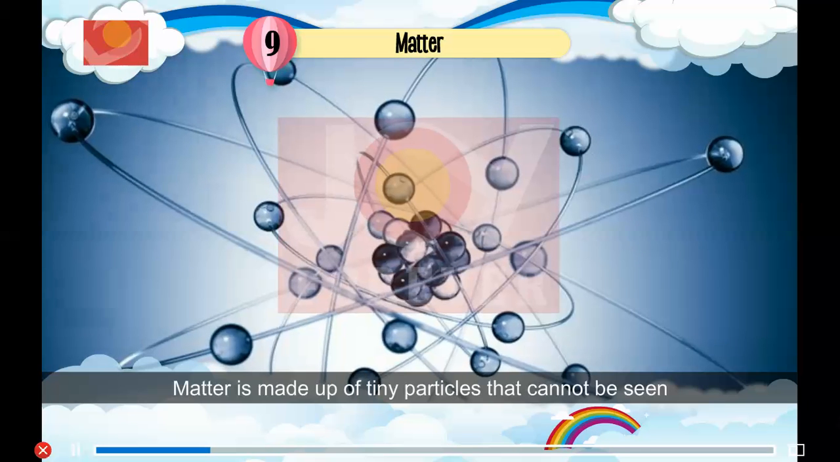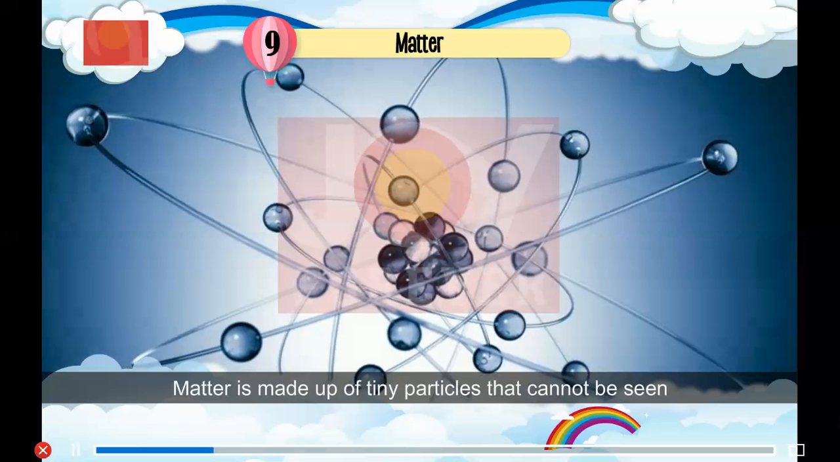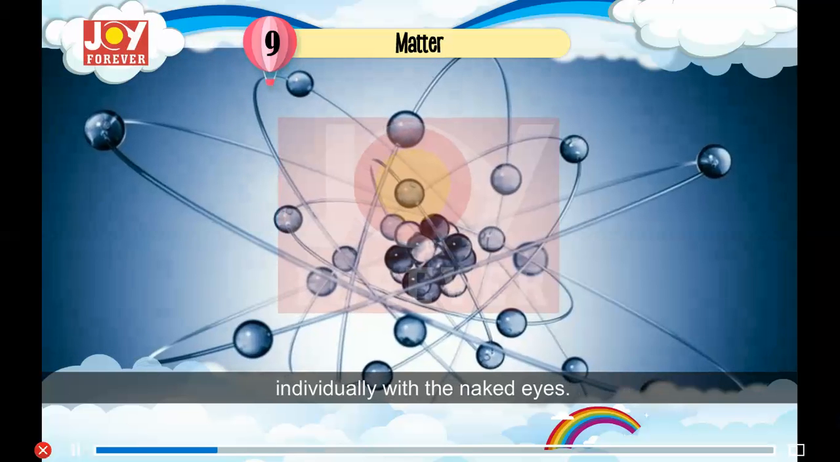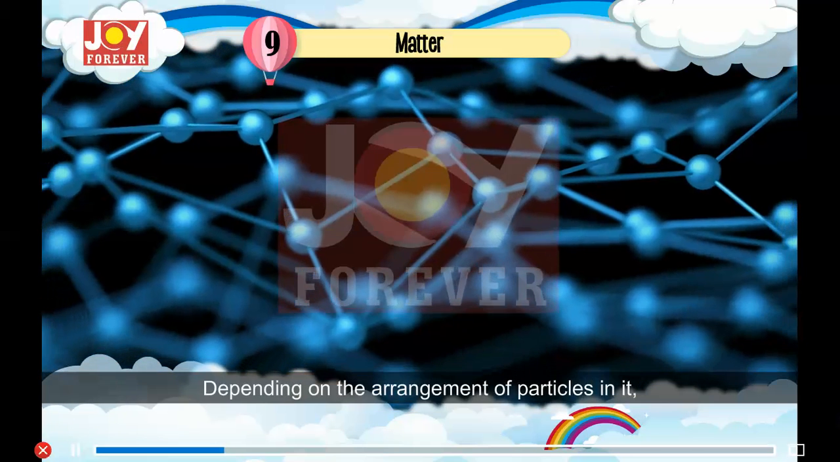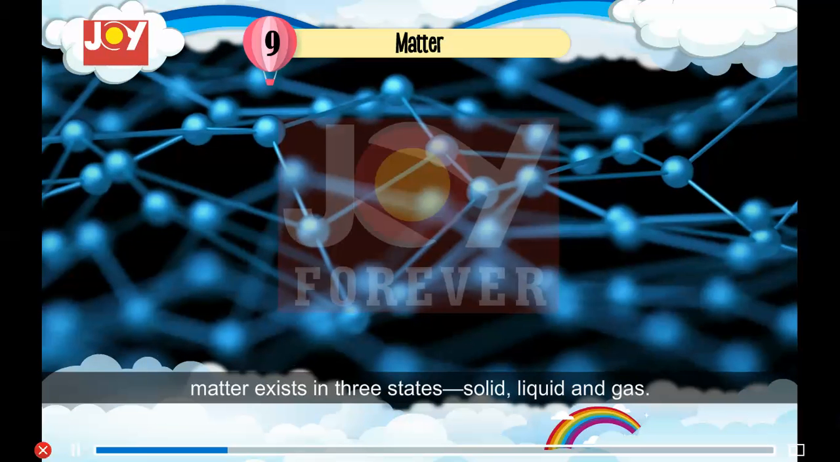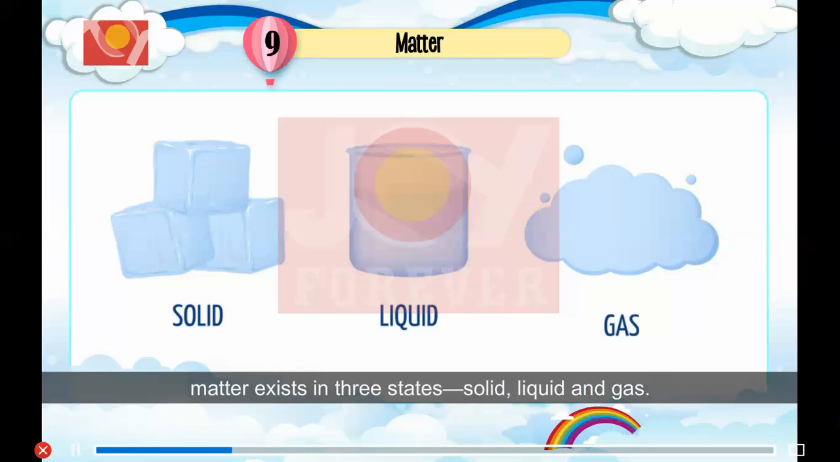States of matter. Matter is made up of tiny particles that cannot be seen individually with the naked eye. Depending on the arrangement of particles in it, matter exists in three states: solid, liquid, and gas.